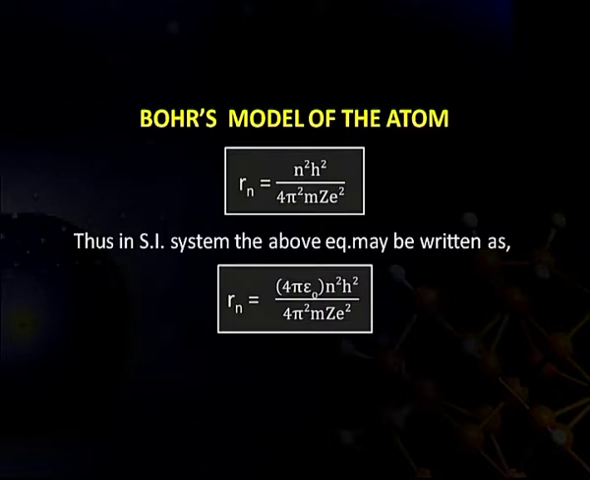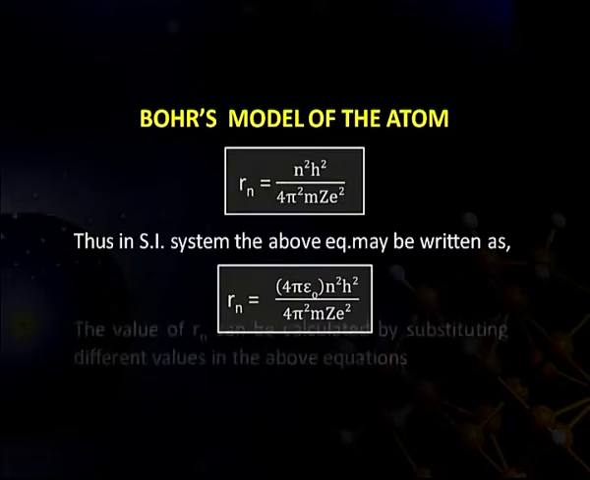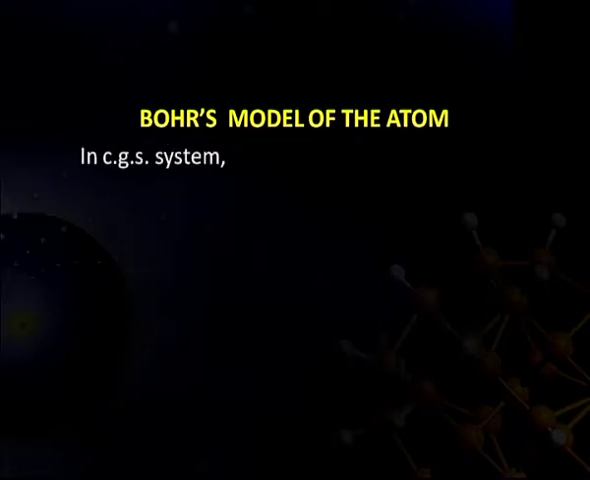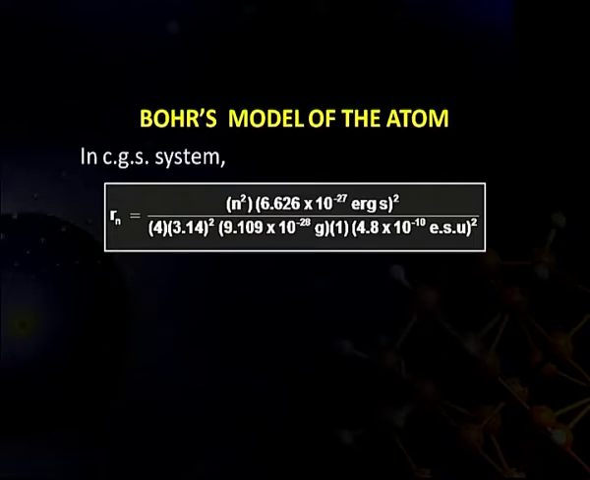which is equivalent to n square h square upon 4 pi square m Z square. Thus, in the SI system, the above equation may be written as rn is equal to 4 pi epsilon 0 n square h square upon 4 pi square m Z square e square. The value of rn can be calculated by substituting different values in the above equation. In the CGS system, the rn value can be calculated by this equation, by these values.